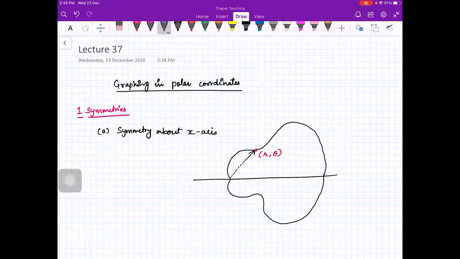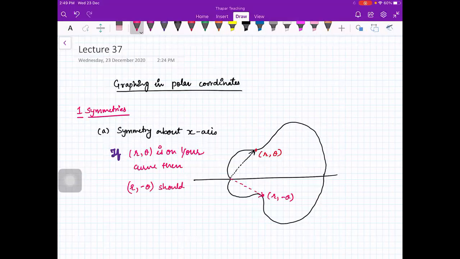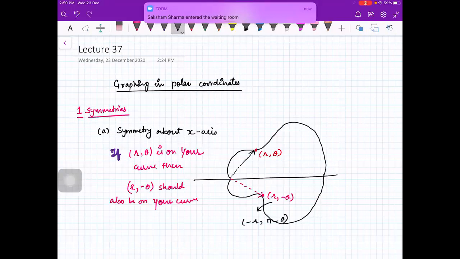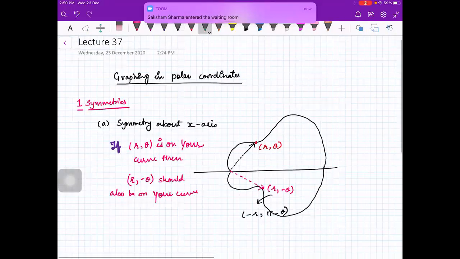So we were saying that if (r, θ) is on your curve, then the point (r, −θ) should also be on your curve for symmetry about the x-axis. And I told you that another name for this point is (−r, π − θ). You can check yesterday's lecture if you don't know how this is another name.